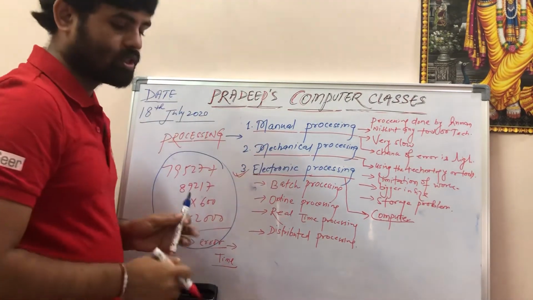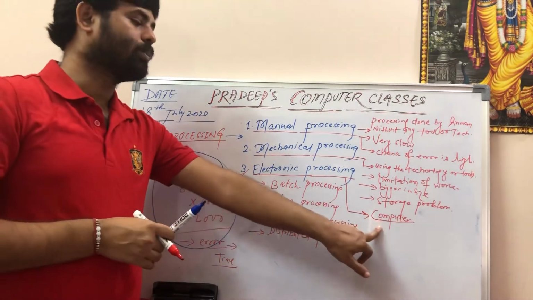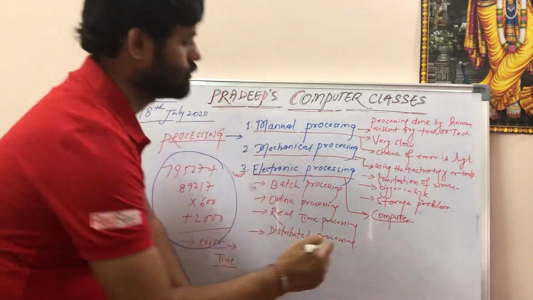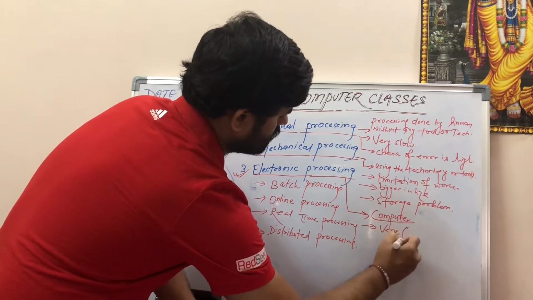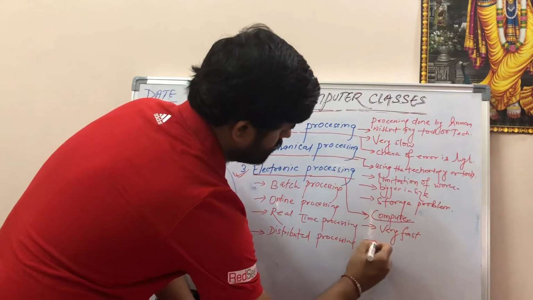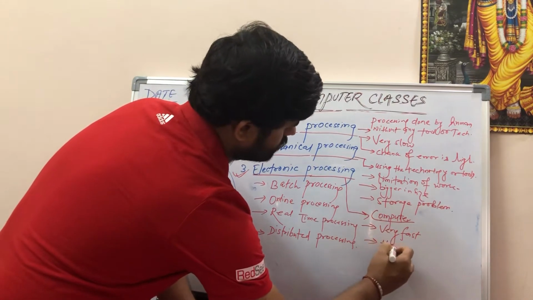Electronic processing means the processing which is done by the computer. Once the processing is done by the computer, it will be very fast. There will be no chance of error.